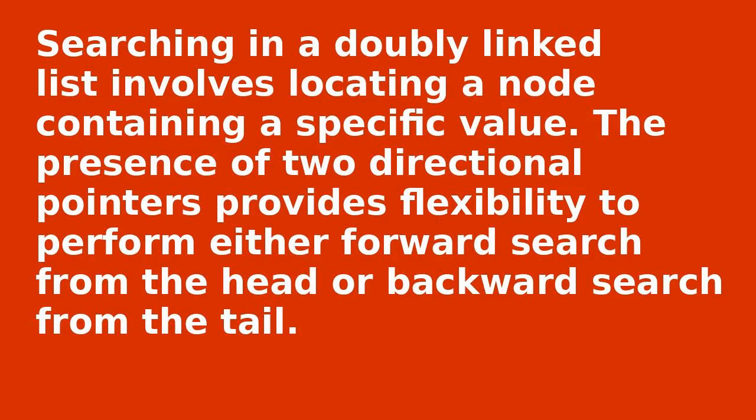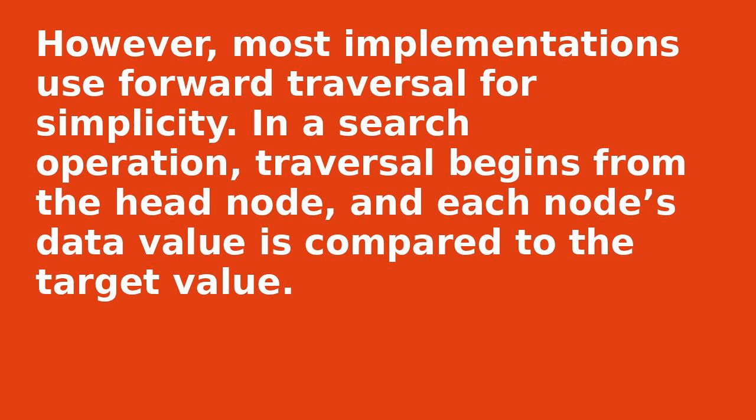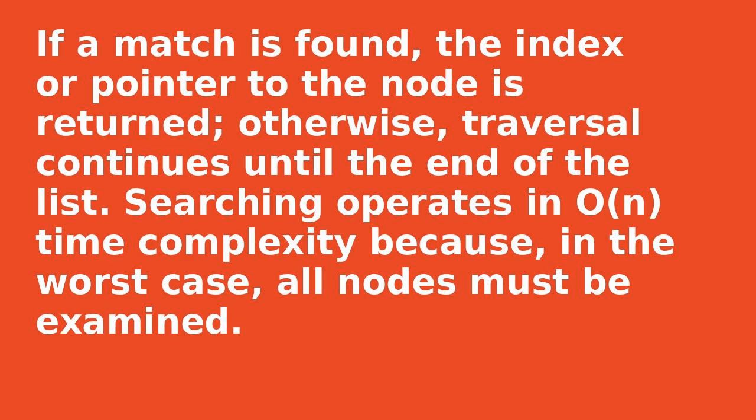Searching in a doubly linked list involves locating a node containing a specific value. The presence of two directional pointers provides flexibility to perform either forward search from the head or backward search from the tail. However, most implementations use forward traversal for simplicity. In a search operation, traversal begins from the head node, and each node's data value is compared to the target value. If a match is found, the index or pointer to the node is returned. Otherwise, traversal continues until the end of the list.